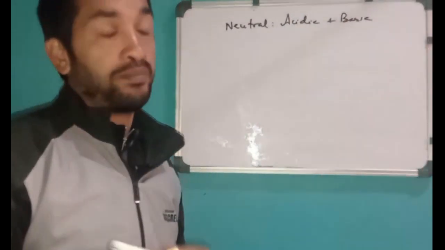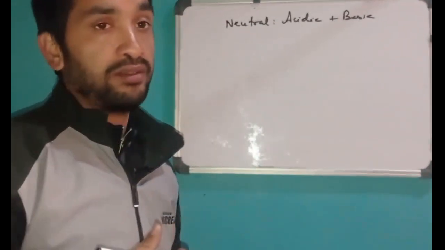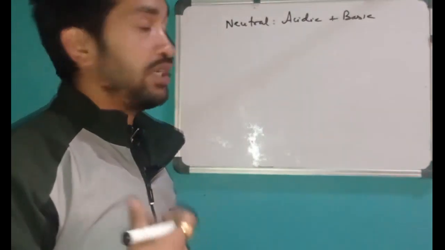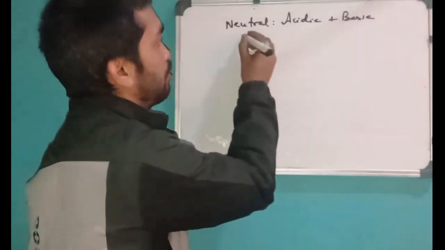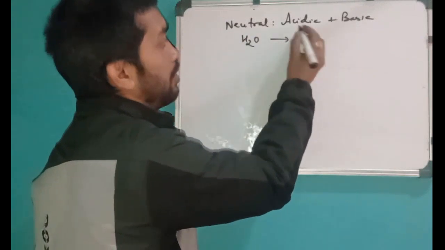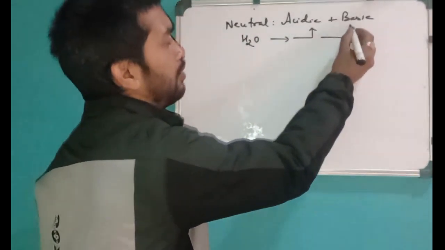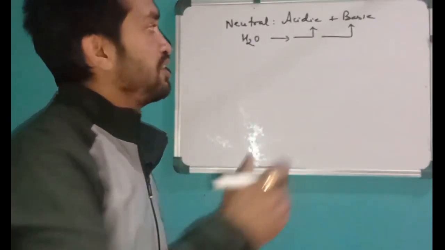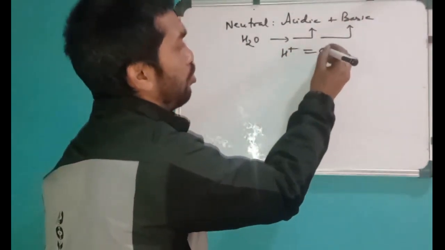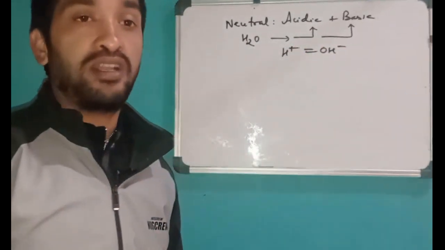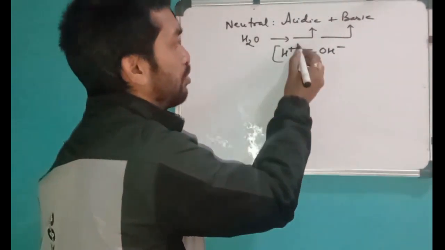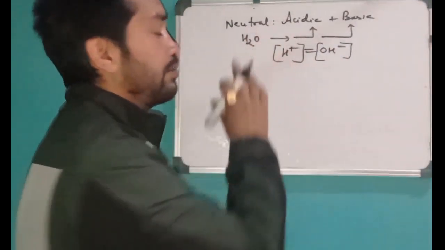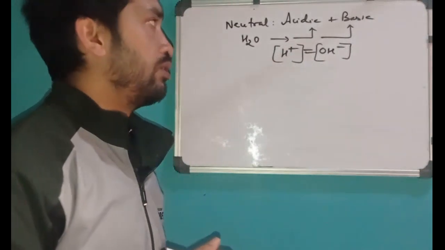In the previous video, I told you what amphoteric is. Amphoteric means it shows acidic nature as well as basic nature. Water is amphoteric, it is acidic and it is also basic. But what is the condition here? The condition is that the H plus ion concentration is equal to the OH negative ion concentration. That is why you get a neutral species, that is pure water.